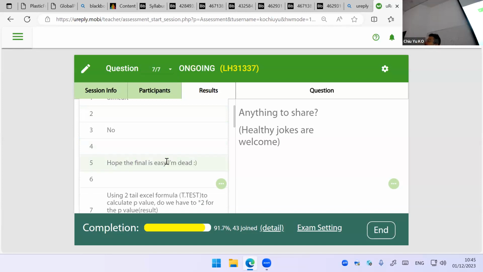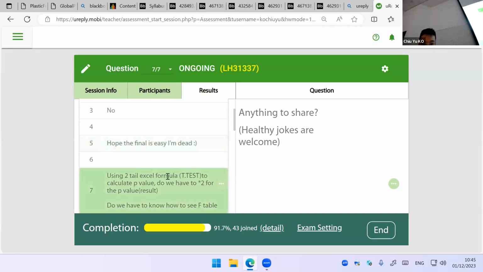So I would emphasize again, my exam is easier than the assignment, which means that if you know the assignment, you should be able to do it. My assignment is more difficult than the exam, so it's not that difficult.